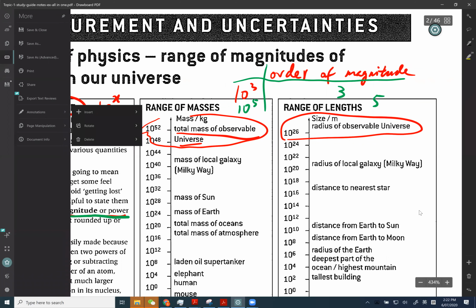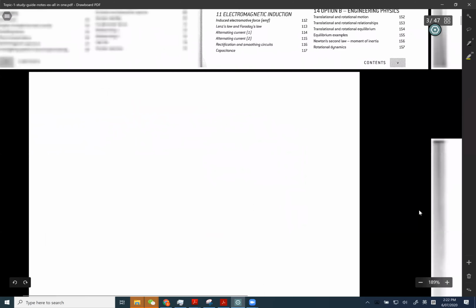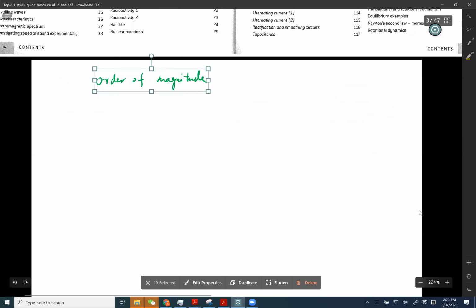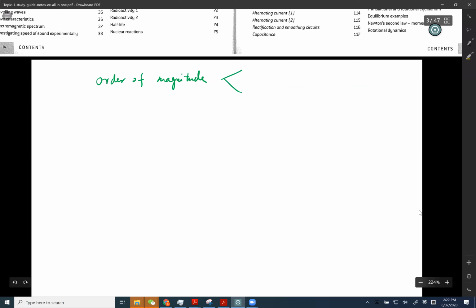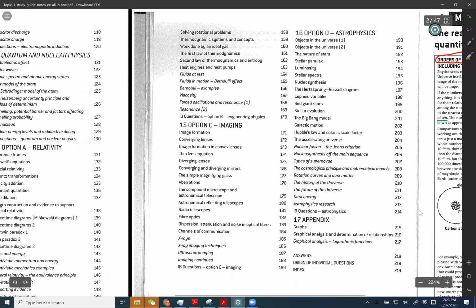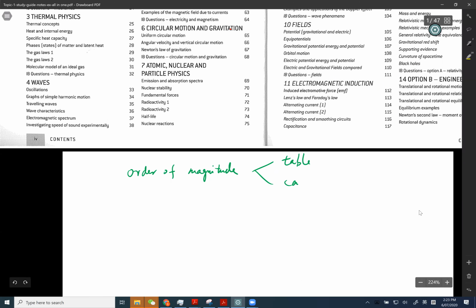We need a new page to check order of magnitude. When we learn this topic, you need to memorize two types: the information in the table, because sometimes in the IB exam there is 1 mark about this every year, and some calculation. This part you need to memorize. This part is just calculation.